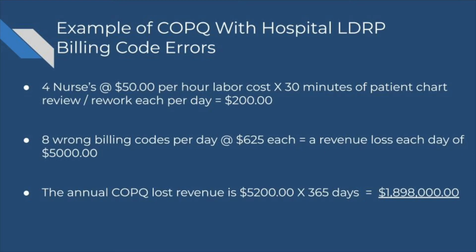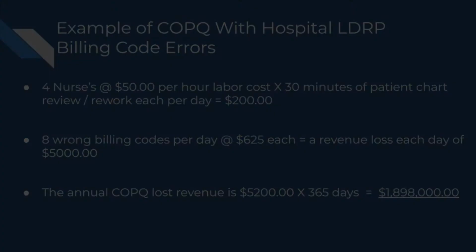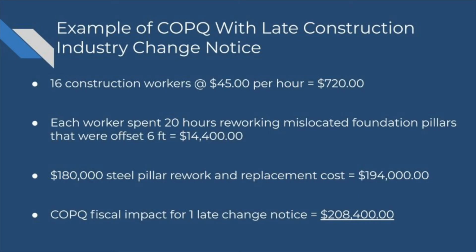You want to multiply that again by your 365 days. Your $5,200 per day times 365 is going to equal $1,898,000 of lost revenue. Here's an example of the cost of poor quality within a construction industry.